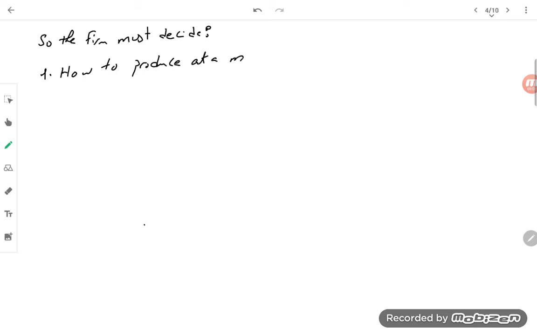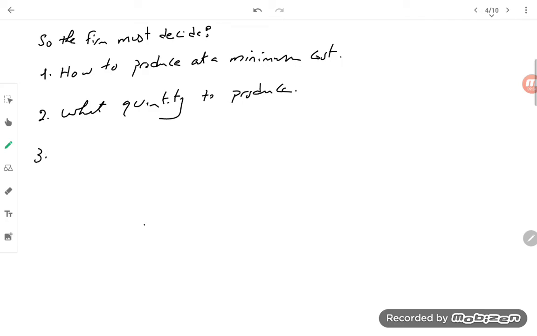As we said, the main objective of any firm or any producer is to maximize economic profit, given certain constraints or restrictions. So the firm must decide in order to achieve its objective. Number one, how to produce at a minimum cost. Number two, what quantity to produce. Number three, whether to enter or exit the market.